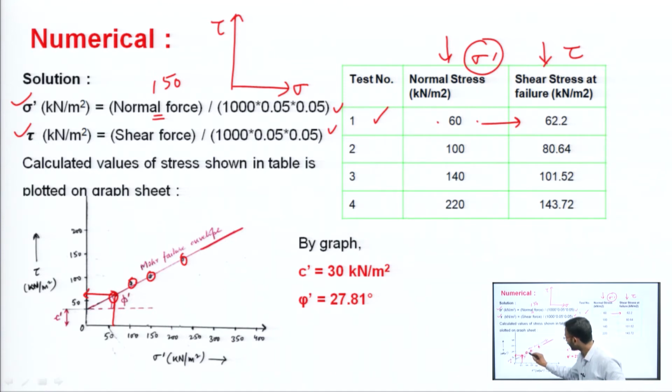Now, whatever angle it makes, that is the internal friction angle. It is phi dash here because it will be the effective value, alright, because it is a drained test. Pore pressure is being allowed to mobilize here, and the pore pressure is being allowed to drain out here. So that is one thing, that is the internal friction angle. Also you can note the intercept there, and that intercept is C dash, and by the graph you can see that the C dash value comes out to be 30 kN per meter square and phi dash comes out to be 27.81 degrees.